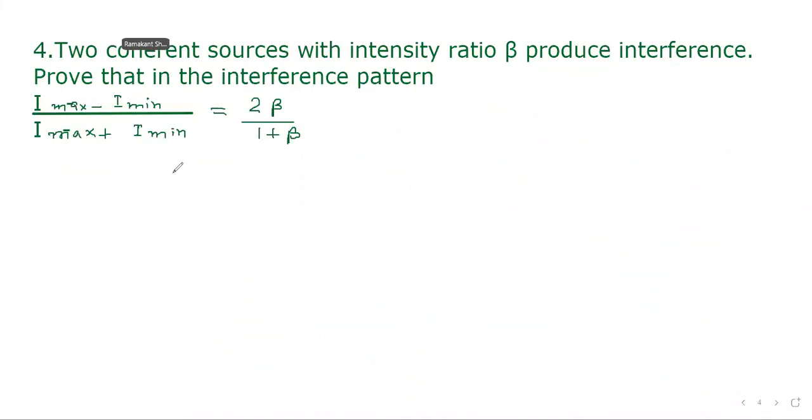Question number 4. Two coherent sources of light with intensities ratio beta produce an interference. Prove that in the interference pattern (I max minus I min) divided by (I max plus I min) equal to 2 beta divided by 1 plus beta. So we know that beta equals I1 upon I2, which will be equal to A1 square divided by A2 square. So from here we can say that A1 upon A2 will be equal to root beta.